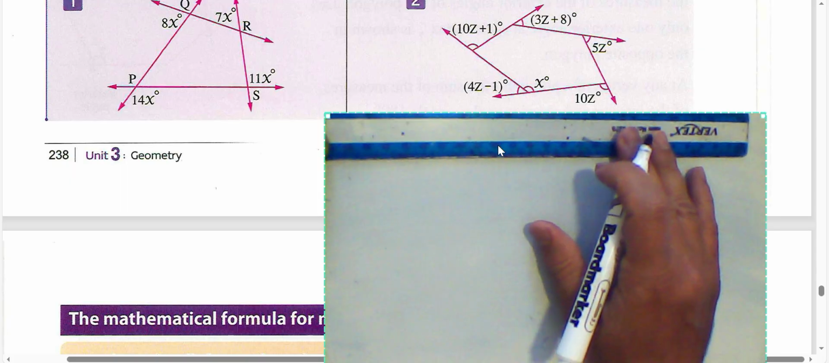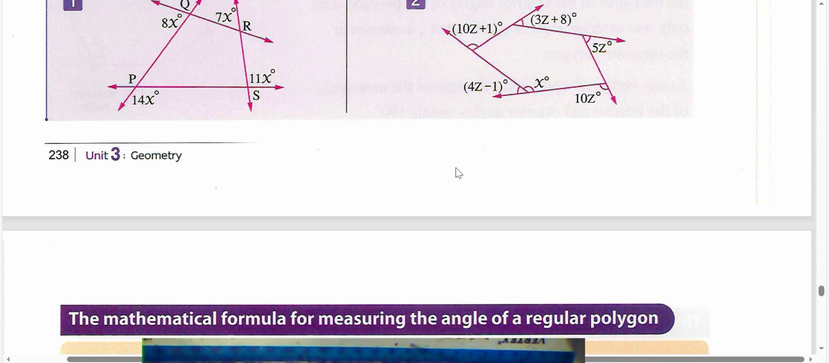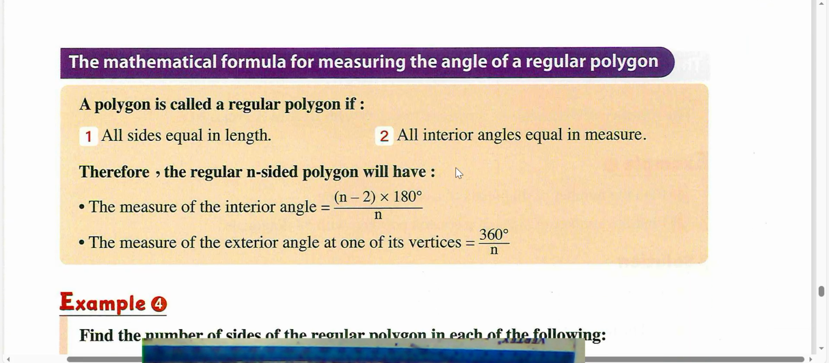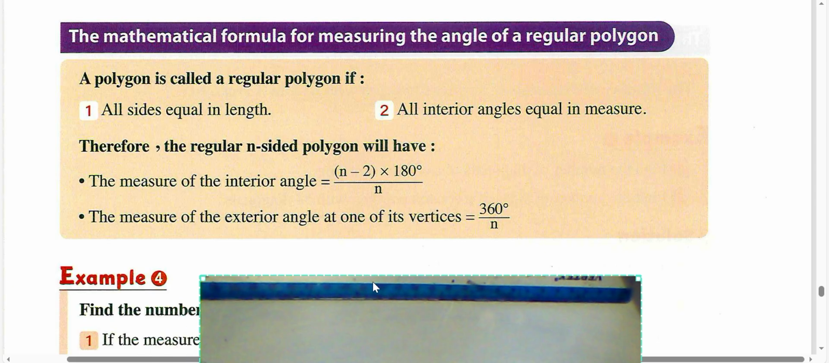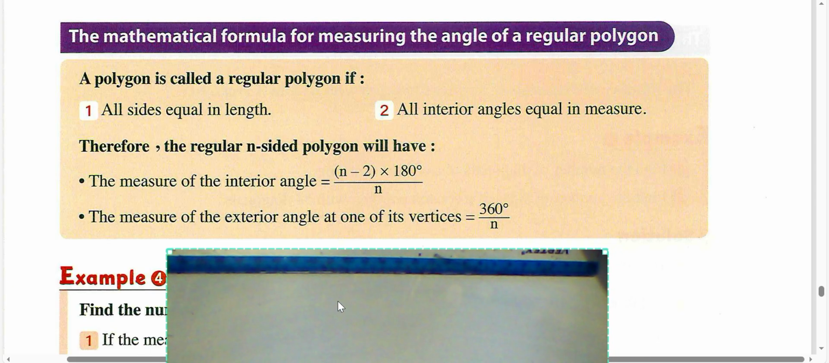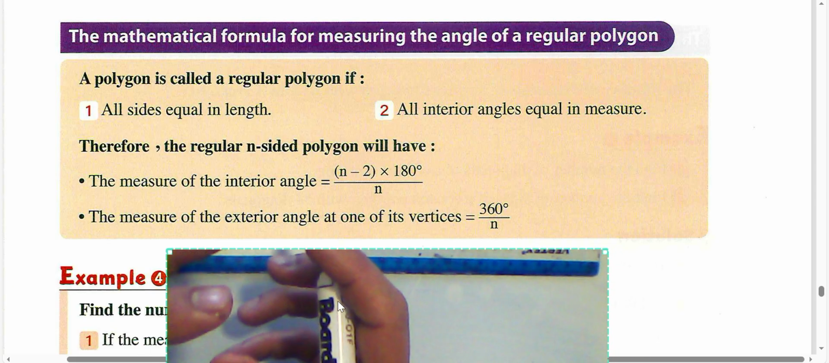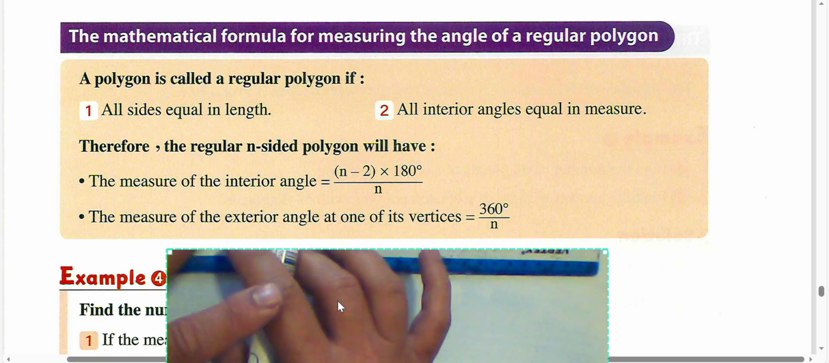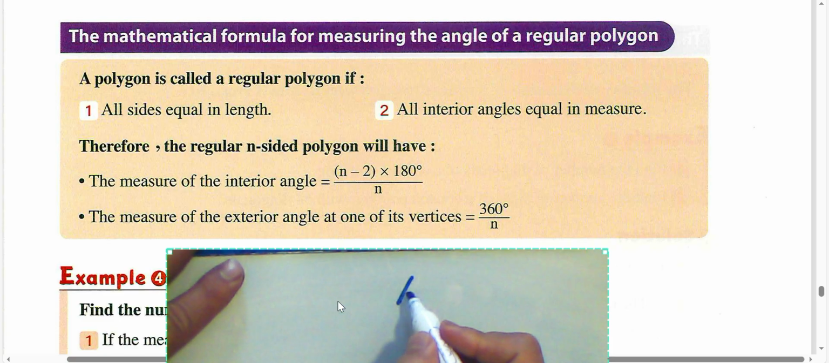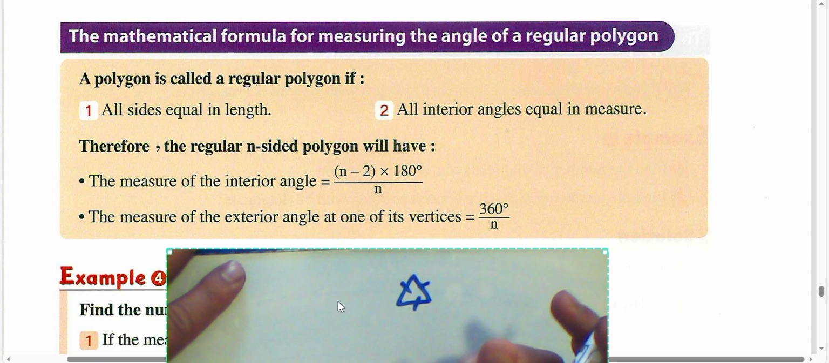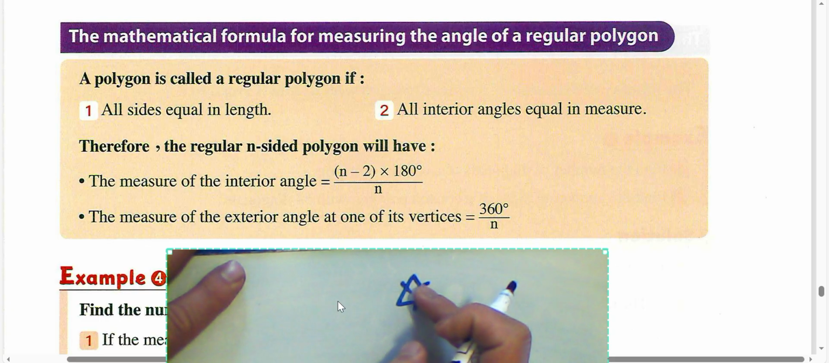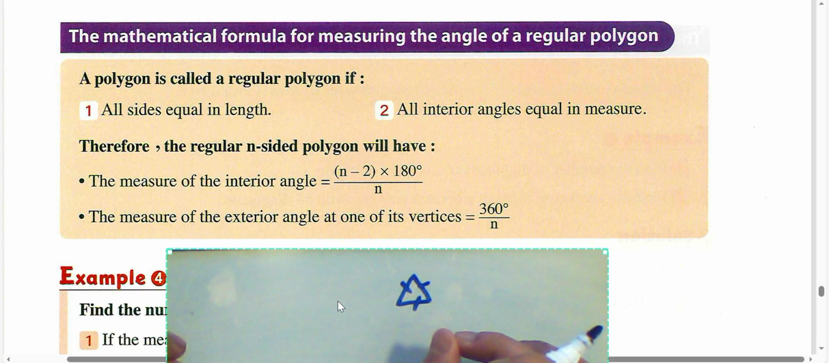Next question: the mathematical formula for measuring the angle of a regular polygon. What is a regular polygon? A regular polygon means a polygon which has all sides equal in length and all interior angles equal in measure, like an equilateral triangle. We have an equilateral triangle, and we call it a regular polygon because all sides are equal in length and the measure of each interior angle equals 60 degrees.